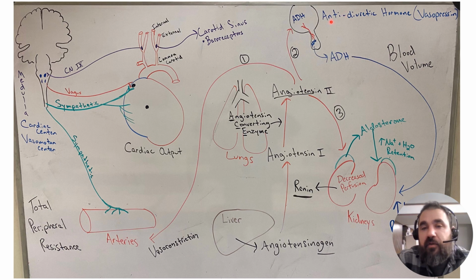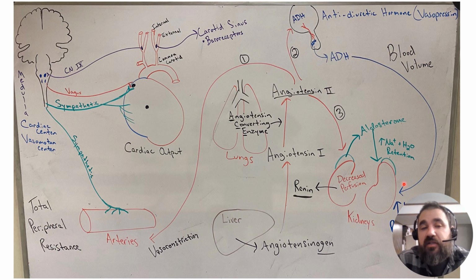So up here in the brain, the hypothalamus makes antidiuretic hormone. Another name for that is vasopressin. Antidiuretic, the opposite of a diuretic effect, right? It's going to get stored in the posterior pituitary, not made there, and then released into the blood. What ADH is going to do is circulate all the way to the kidney.